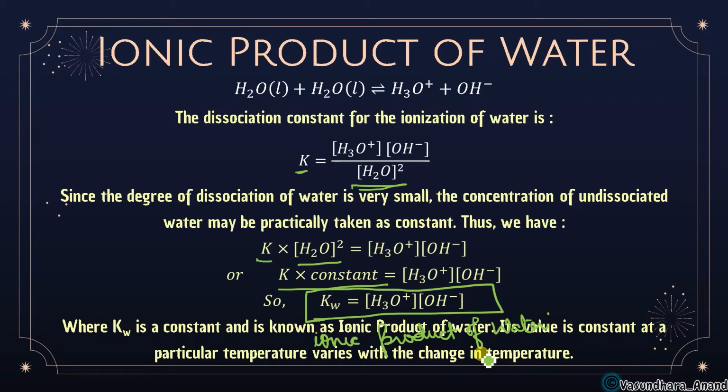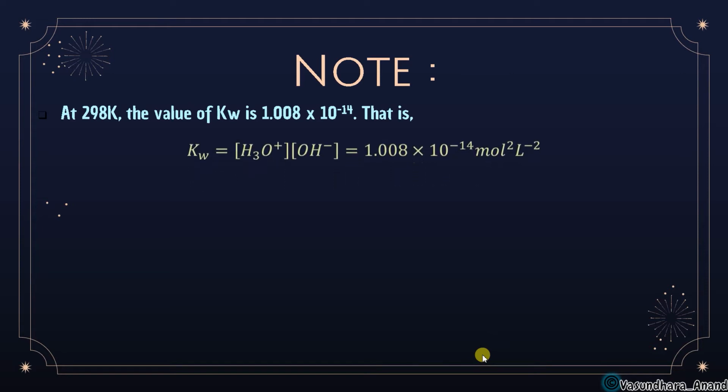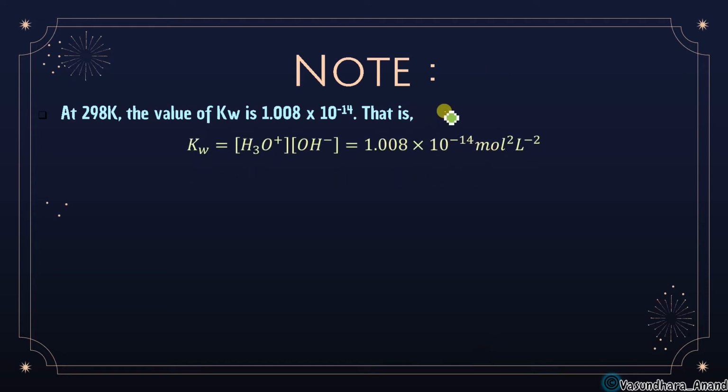Its value is constant at a particular temperature. For a fixed temperature, its value always remains constant, but it varies with the change in temperature. How, I will show you in a table. Note, to be learned, that at 298 Kelvin, the value of Kw is 1.008 into 10 to the power minus 14, and approximately you can take it as 1 into 10 to the power minus 14.